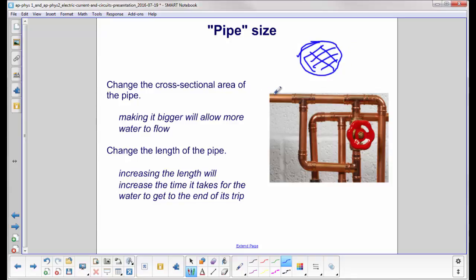Also, if we make the pipe longer, it will take longer for the water or the charges to get through. So if we go back to the electrical circuit, the same amount of charge takes a longer amount of time to get there, so the current is decreasing.